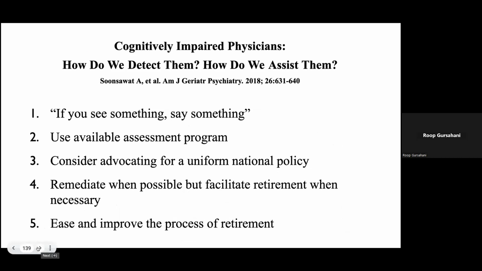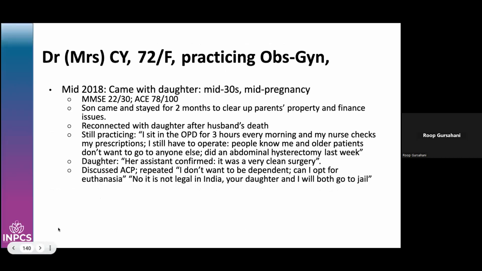Though people, as in this lady, are known to work for some period of time after the onset of dementia, because there are basic skills that they can manage. So at this visit, I discussed advanced care planning with her. And her first statement was, I don't want to be dependent. Again, can I opt for euthanasia? I said, no, it's not legal in India. Your daughter and I will both go to jail.